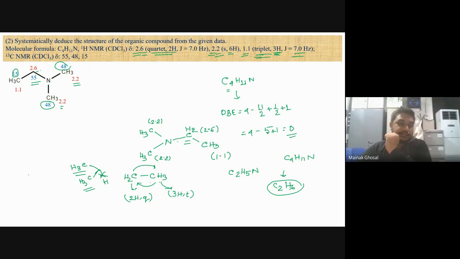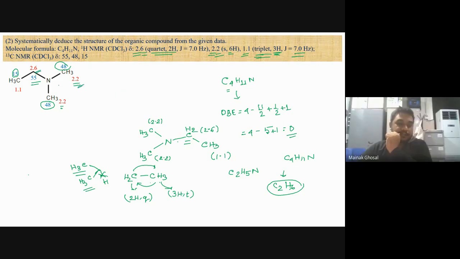You see, the difference is not very much. My question is why the methyl could be 55 and the methylene 48. Well, I just wanted to know how exactly we are fixing this 55 for methylene and 48 for methyl.